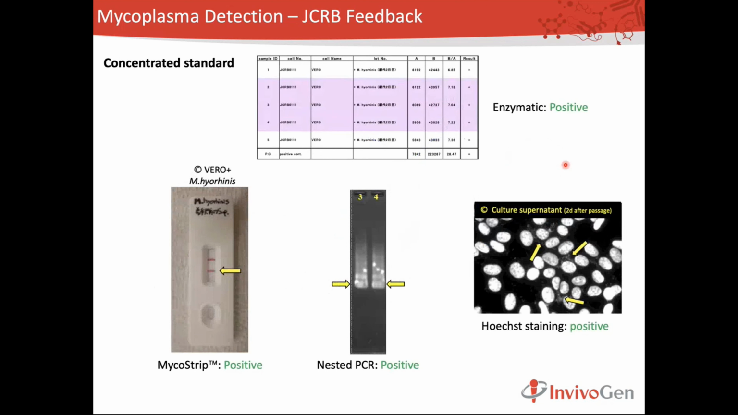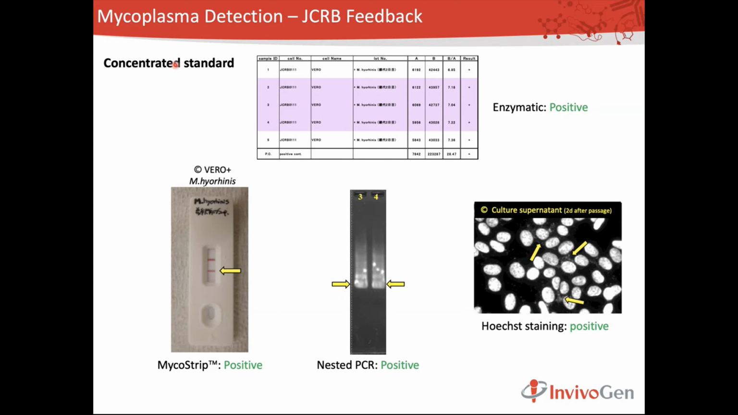And they tested several methods. The first one is the enzymatic assay. The second one is the MycoStrip from us. The third and fourth are the more traditional methods: nested PCR and Hoechst staining. Hoechst staining is actually staining the DNA content. So you can see here some network-like structure next to the nucleus. These are the mycoplasma that can be stained by the Hoechst staining.